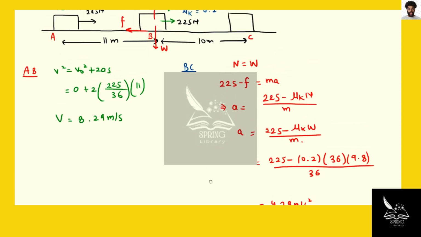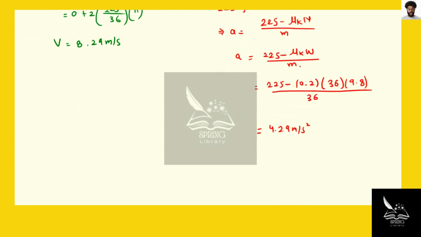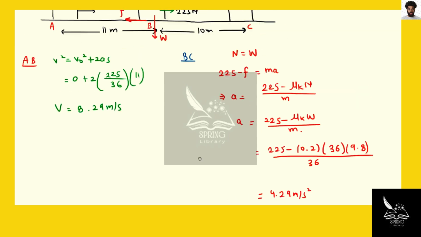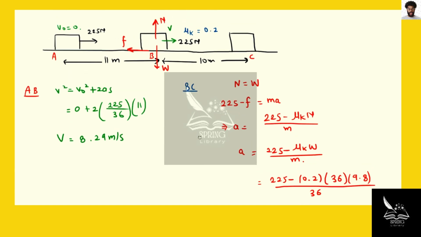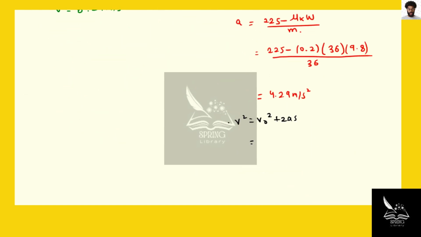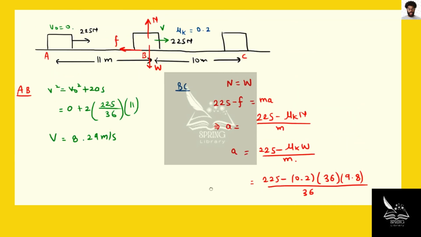So again, we can use the third equation of motion to find the speed at point C. So v square is v naught square plus 2as. But the only difference is there is an initial speed v naught, which is 8.29, which we just found, because the final speed of AB will become the initial speed for BC. So that's 8.29 square plus 2 times 4.29, and the distance is 10, because the next stretch is for 10 meters.